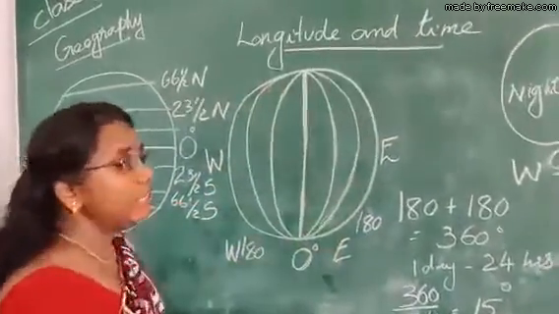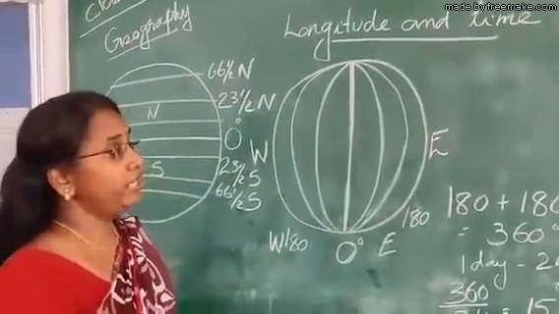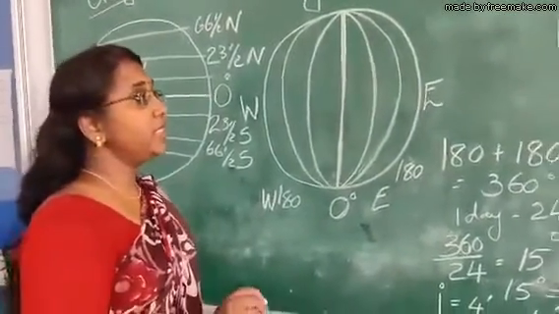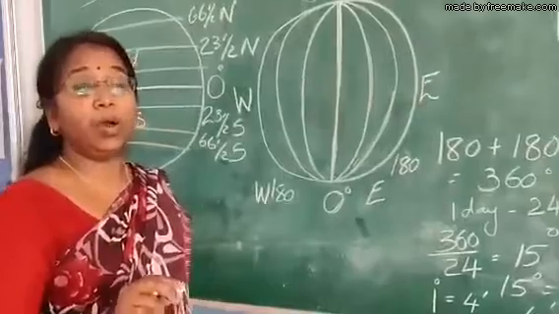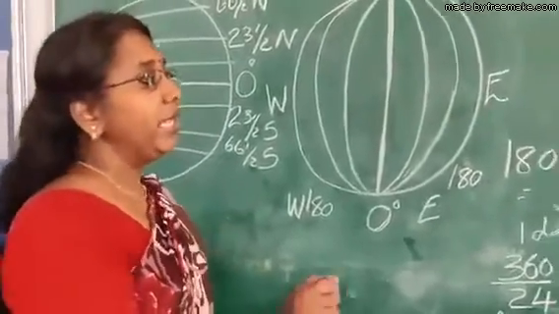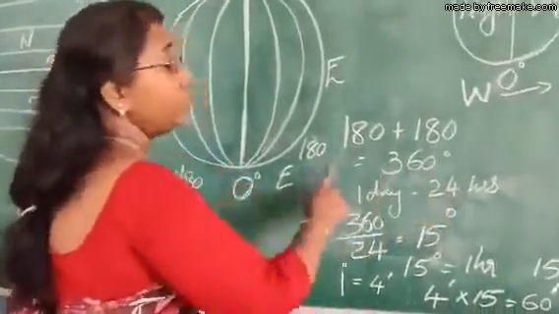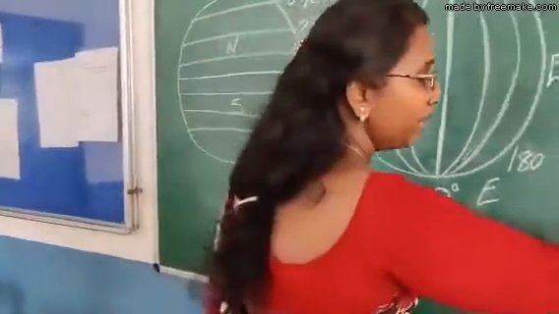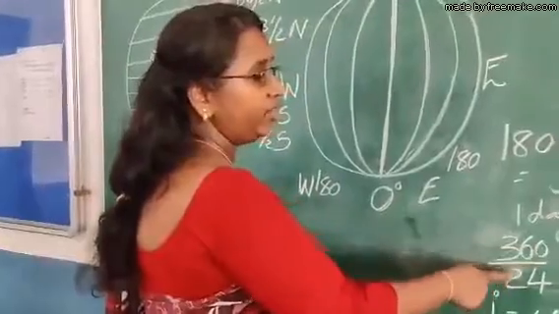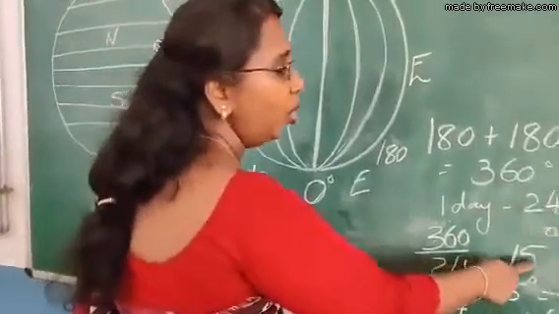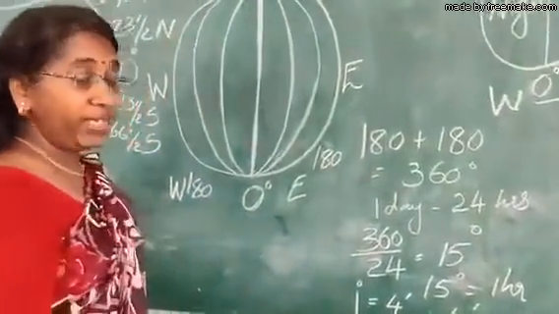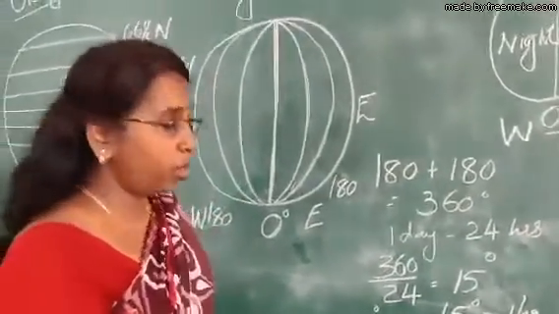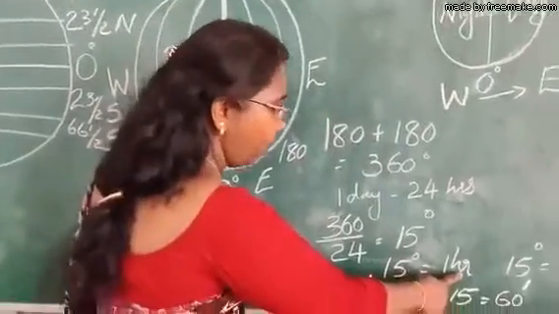That means the earth completes one rotation in one day or 24 hours. So the earth completes 360 degree of rotation in 24 hours. That means 360 divided by 24 is equal to 15 degree. So the earth completes 15 degree of its rotation in 1 hour.